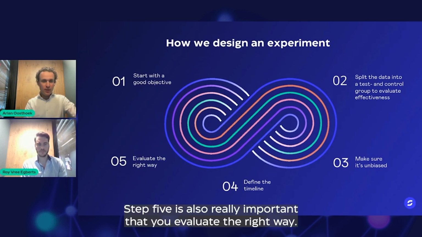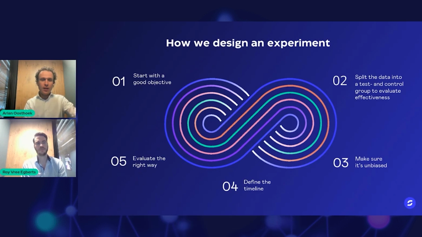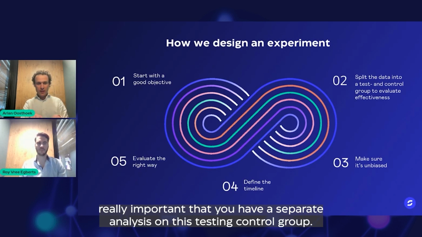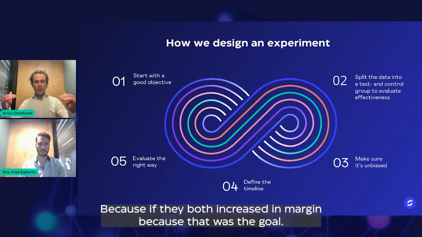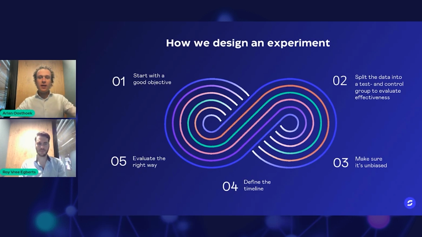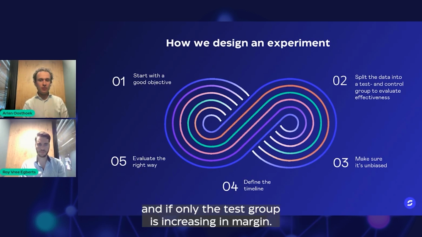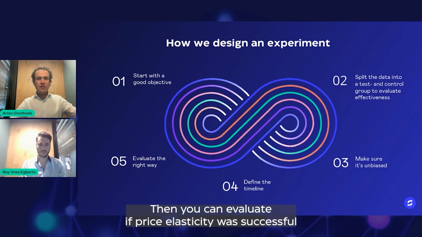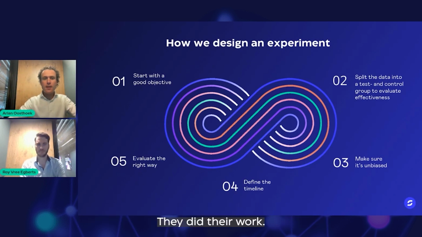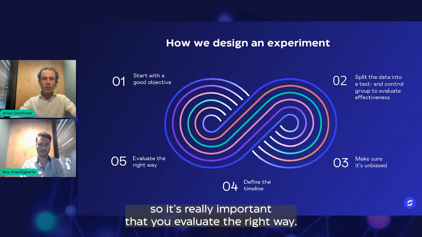Step 5 is also really important: that you evaluate the right way. If we have the test and control group from step 2, it's really important that you have a separate analysis on the test and control group. Because if they both increased in margin, because that was the goal, then probably something else is happening than just price elasticity. And if only the test group is increasing in margin, then you can evaluate whether price elasticity was successful and whether the margin suggestions from SYMSON did their work. So it's really important that you evaluate the right way.